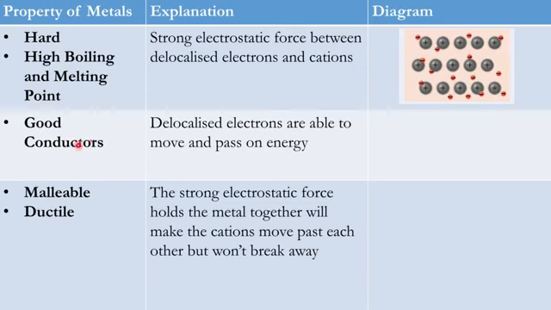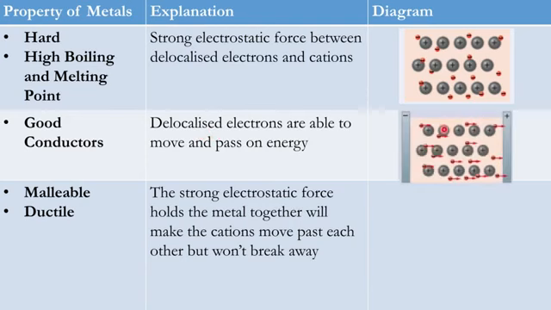Now, metals are good conductors. Like I said before, that's because the electrons are free to move. If you put some kind of electric current through it or some kind of electric field, the electrons will try and migrate towards a particular direction. That's where you get an electric current.